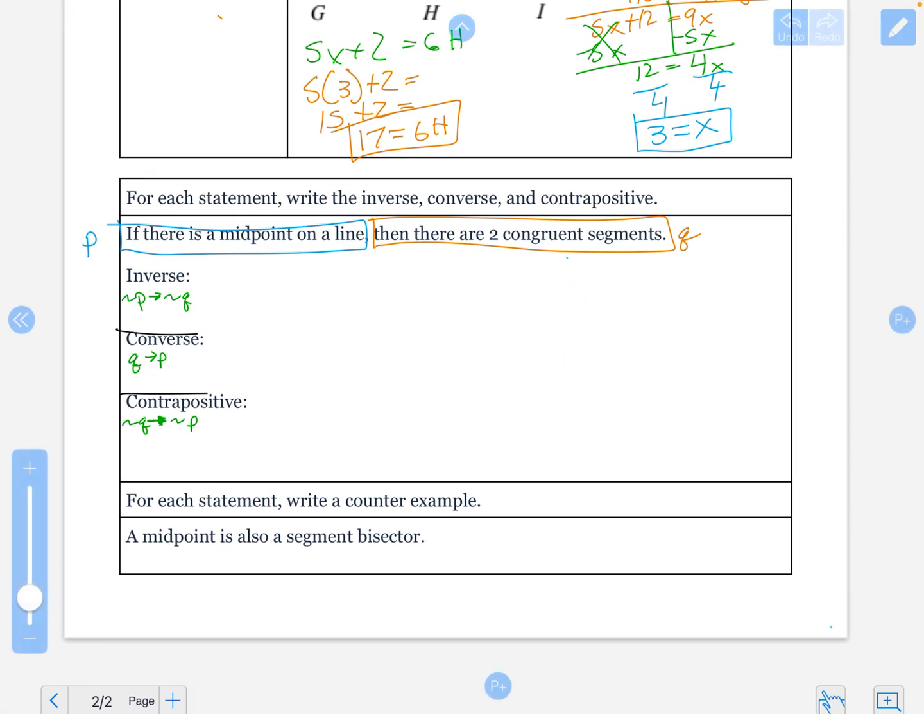Just like we've been doing in the other notes, I want you to write the inverse, converse, and contrapositive of this conditional statement. If it's true, I want you to tell me it's true. If they're false, I want you to give me a counterexample. And I also want a counterexample for that last one. And again, you're more than welcome to check the completed notes on Canvas.